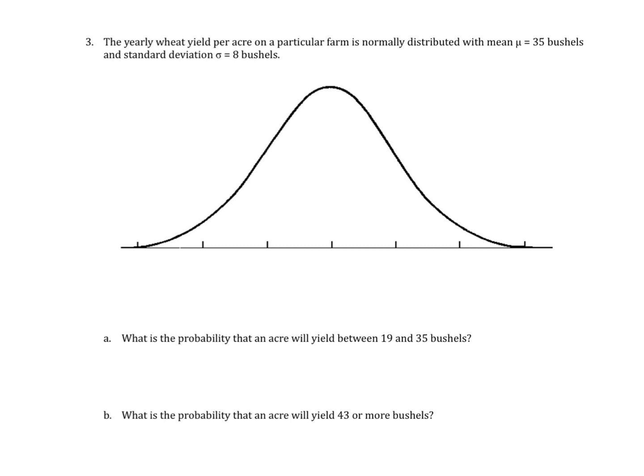This example is similar to the last one. I recommend you try it yourself and then just check your answers when you're done. The yearly wheat yield per acre on a particular farm is normally distributed with a mean of 35 bushels and a standard deviation of 8 bushels. So I'm going to go up 8 and I get 43. I add 8 to that, I get 51. I add 8 to that, I get 59. I subtract 8 from the mean and get 27. Subtract 8 again, 19. Subtract 8 again, 11.